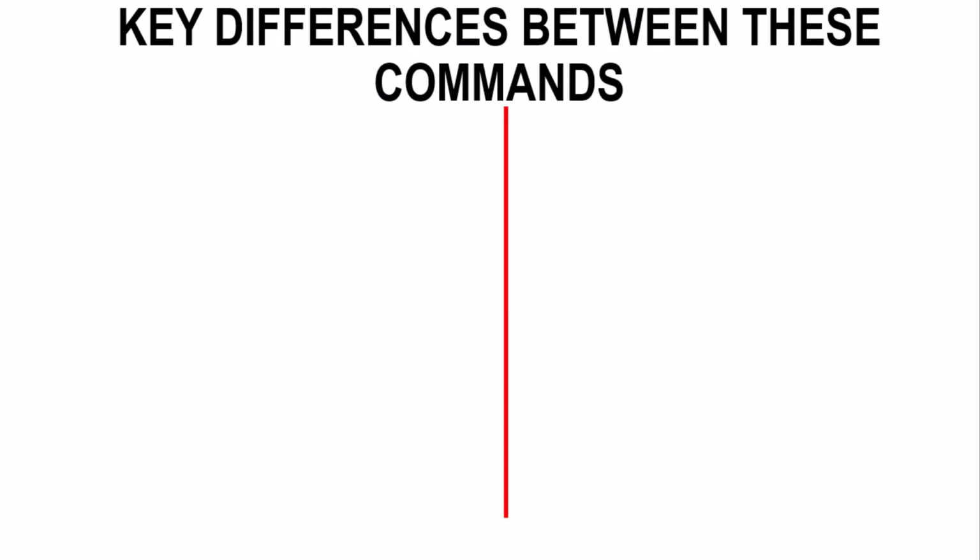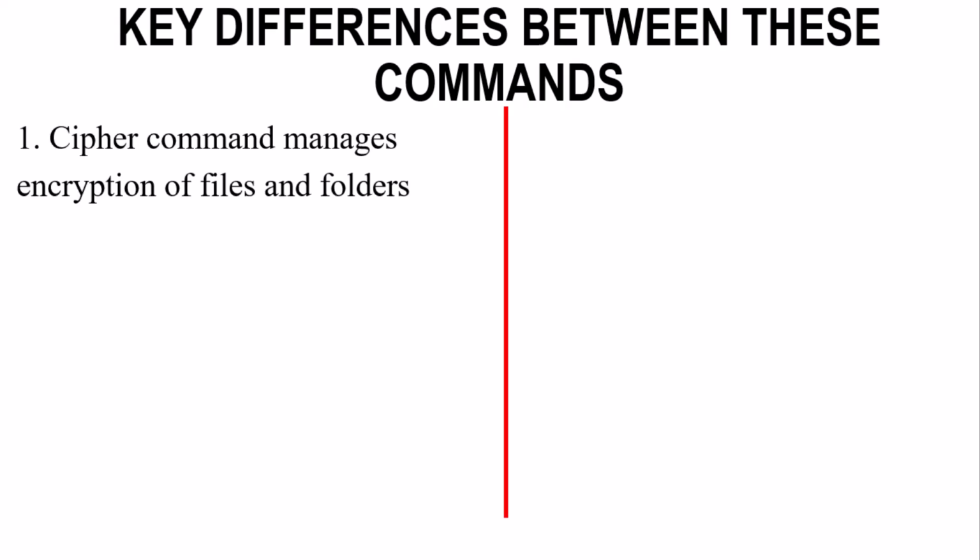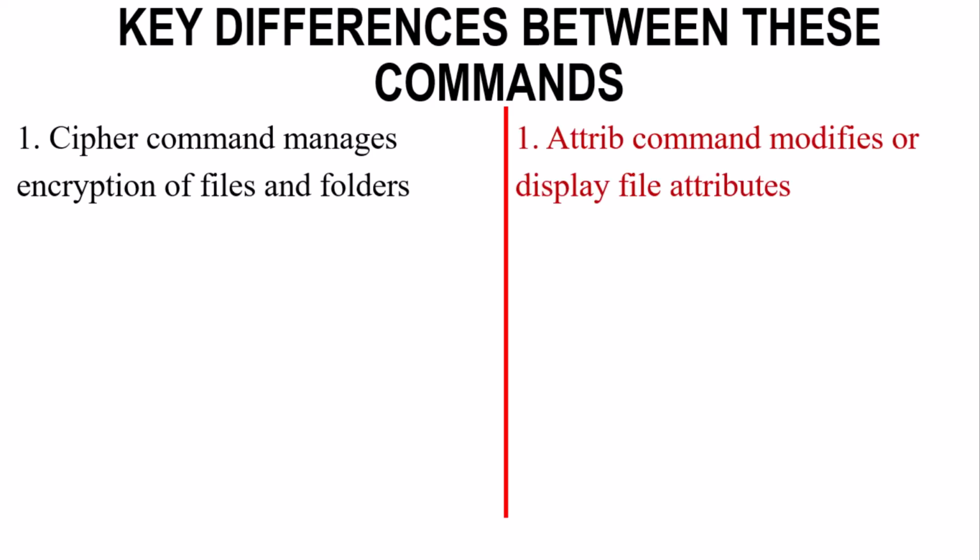Let's locate the differences between these commands that we have here. Let's look at the Cipher. The Cipher command manages encryption of files and folders. Let me have a recap once again. The Cipher command manages encryption of files and folders. So it allows you to encrypt your file. At the same time, you can also encrypt folders which consist of other folders and files. Also, we have the Attribute command, which helps to modify or display file attributes. As I said previously, you can change your Word document or a document to read only, and that means you are making some modification to the file attribute.